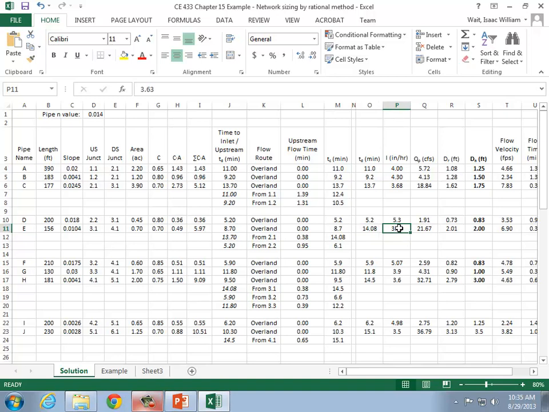Look up the intensity based on that, and then it's the same process of using Manning's equation to calculate the peak flow rate. I'm sorry, no. Q equals CIA gives you the peak flow rate, and Manning's equation is what gives you the diameter that's required for the pipe. So I'll email you a PDF of this solution so that you can set it up in a spreadsheet if that's helpful to you for the homework.